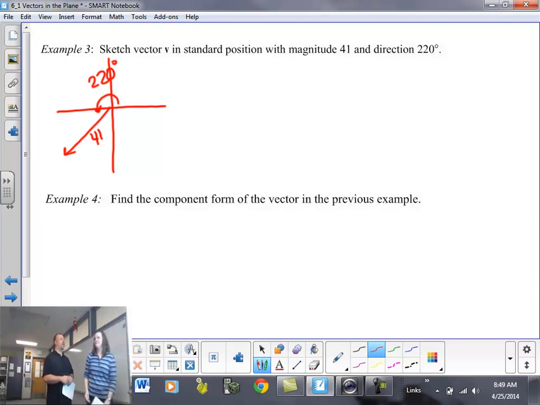All right, so component form. If we know the magnitude and the angle, the component form is just going to be magnitude times cosine of the angle, and magnitude times sine of the angle.